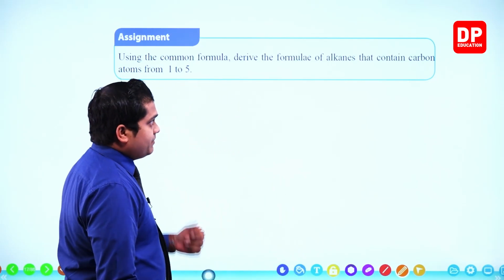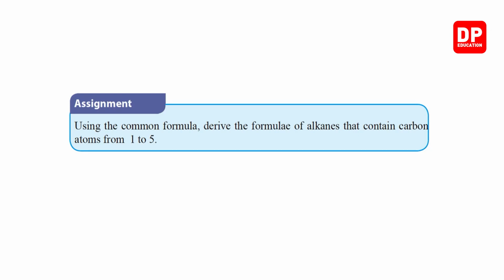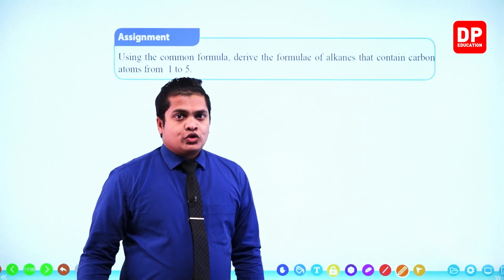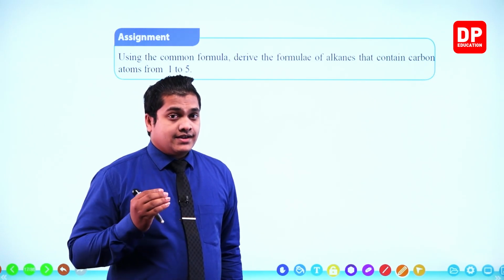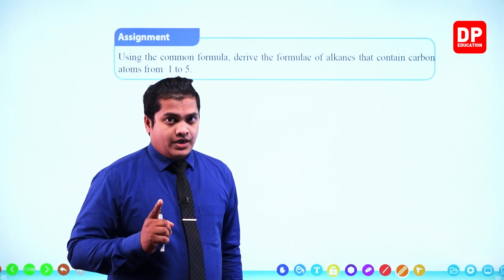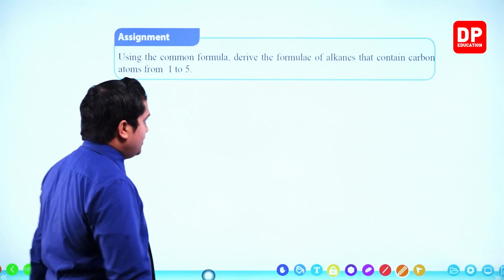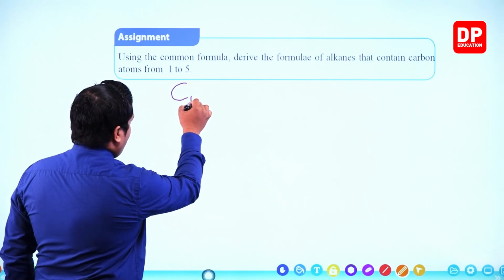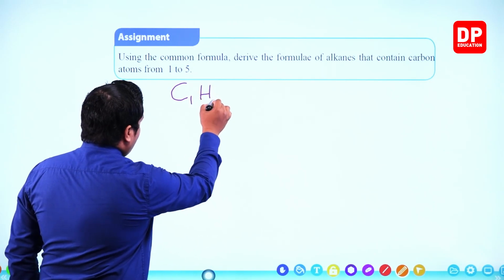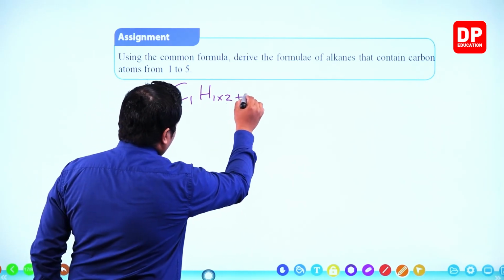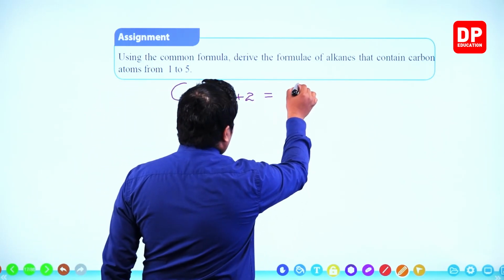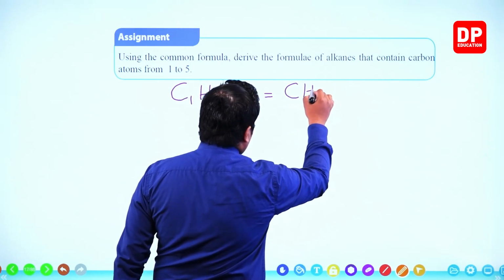So, you are given an assignment then. Using the common formula, derive the formulae of alkanes that contain carbon atoms from 1 to 5. Okay. So, let's derive then. First of all, carbon 1. Then hydrogen is equal to 1 times 2 plus 2. Right? 1 times 2 again plus 2. So, it equals CH4, which is also called methane.